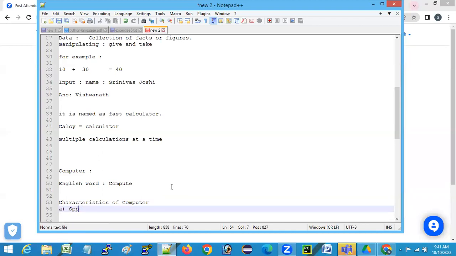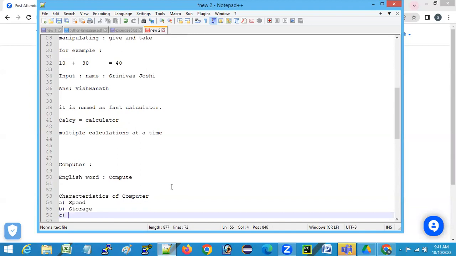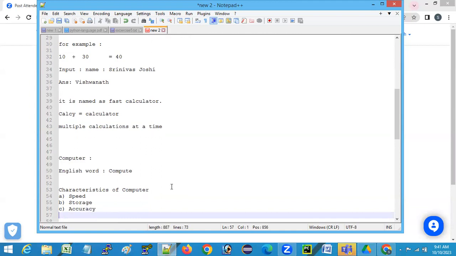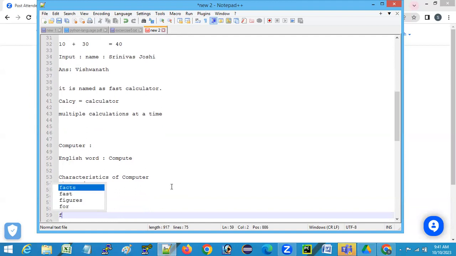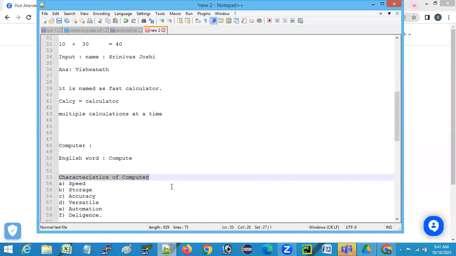The first one is speed. Second one is storage. Third one is accuracy. The fourth one is versatility. Fifth one is automation. Sixth one is diligence. Now, briefly, I will give an explanation one by one. These are called the characteristics of a computer.